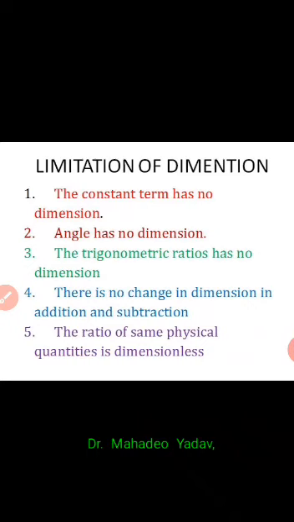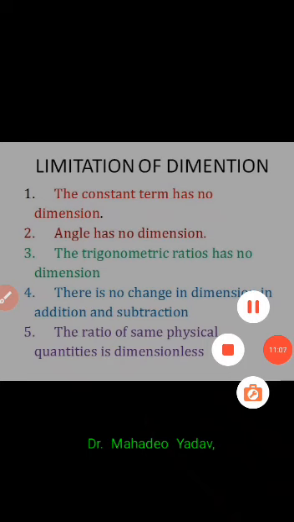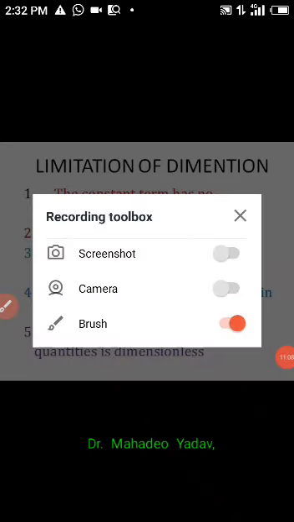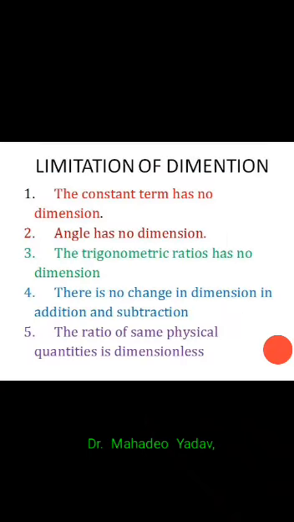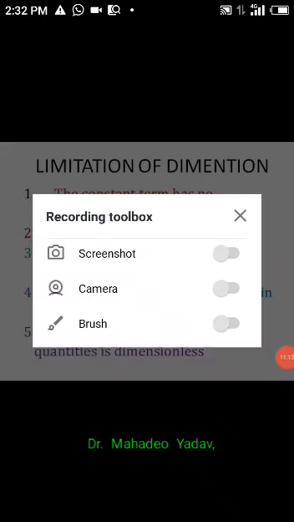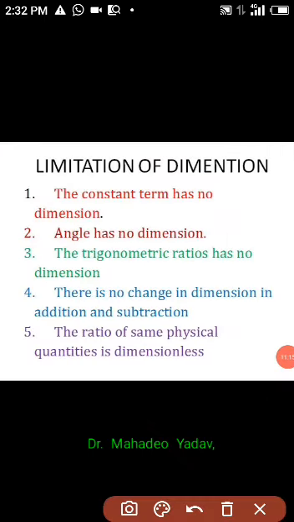Now, there is a limitation of dimension. Dimension cannot fly on and on; it also has a limit. What is the limit of dimension? A constant term has no dimension.